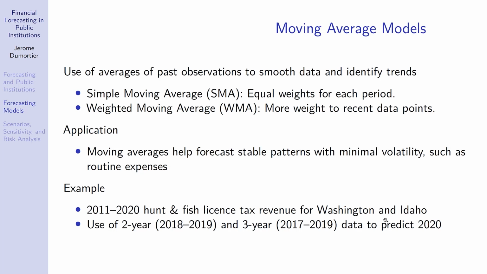In the next slide, we are going to look at the trends, and we are also going to look at the calculations of how to do a moving average, trying to predict 2020 based on a 2-year and a 3-year moving average. Now, the 2-year moving average will be for 2018-2019 to predict 2020, whereas the 3-year moving average will use the data 2017 to 2019 to predict 2020.